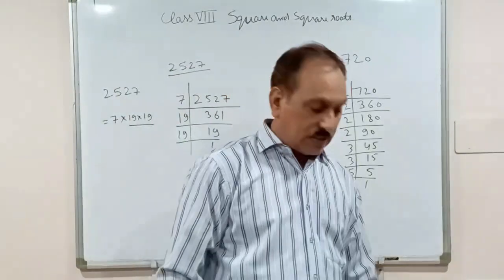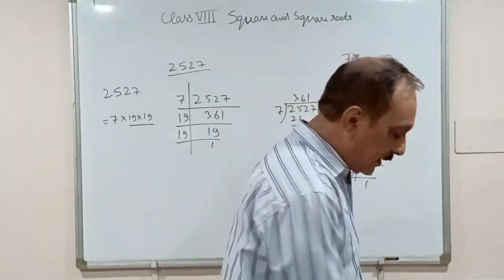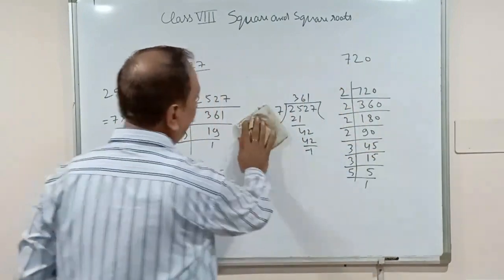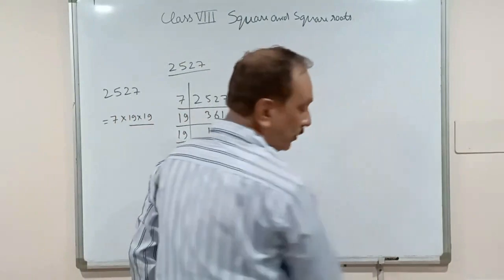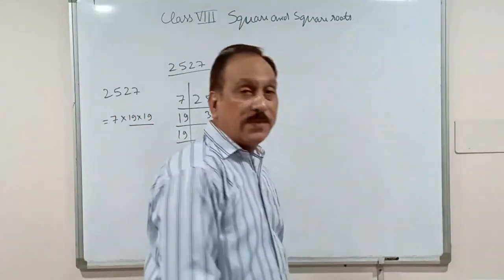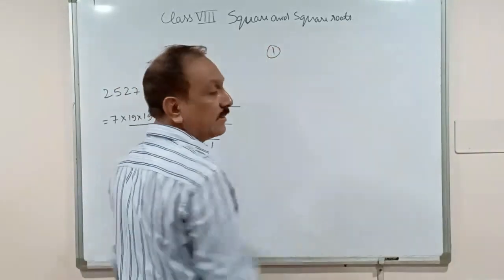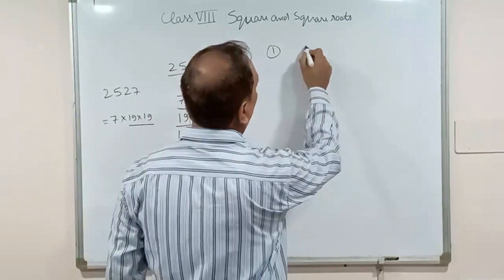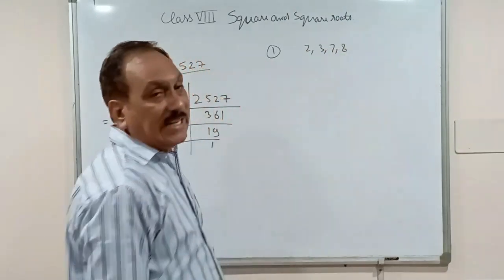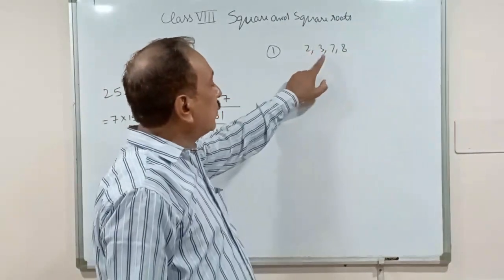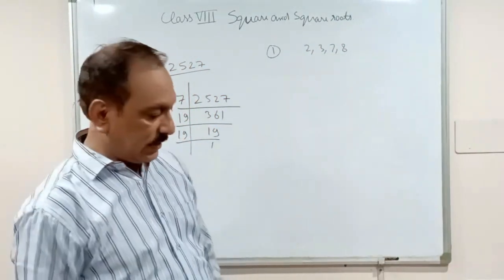Properties of square root. जैसा कि मैंने आपको थोड़ी देर पहले बताया, any number. This is very important. You have to know what are the properties of square root. First property: if any number ends with 2, 3, 7 or 8, किसी भी नंबर के लास्ट में 2, 3, 7 और 8 आ रहे हैं, this number is not a perfect square.